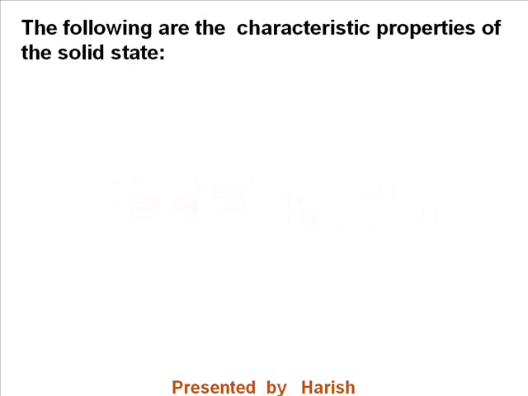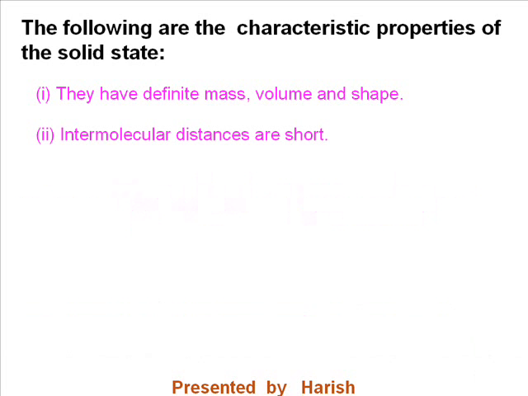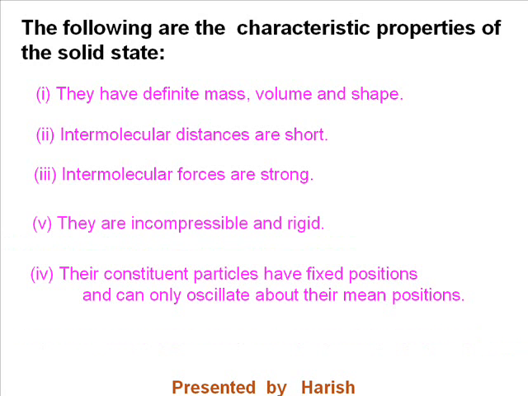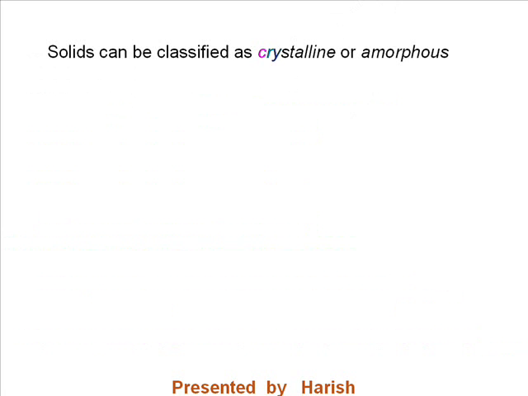There are some properties of a solid state, namely they have definite mass, volume, shape, intermolecular distances are short, intermolecular forces are strong, compressible, rigid, and so on. These are all we know. Let me quickly go through that.